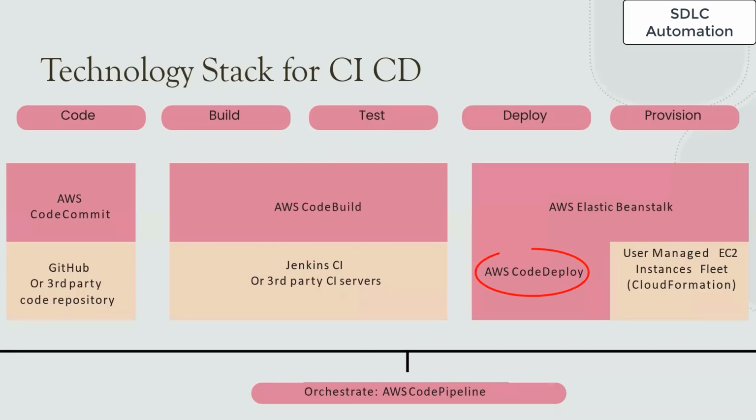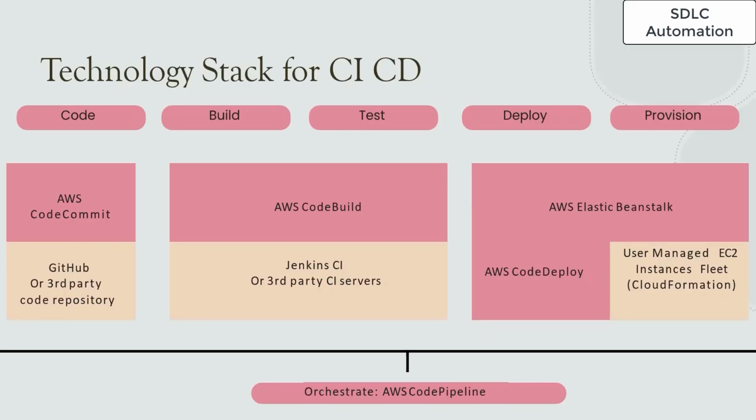Or we can make use of CodeDeploy to deploy the application, and we can have user-managed EC2 instances, which we can ensure get provisioned with the help of CloudFormation. So this is what the overall high-level diagram would look like. If I'm someone interested in performing CI/CD with AWS, these are the important services I need to be aware of. And to orchestrate and stitch all these things together, we make use of AWS CodePipeline.